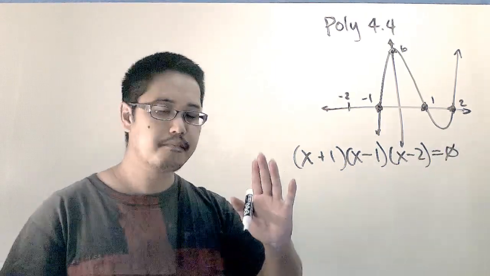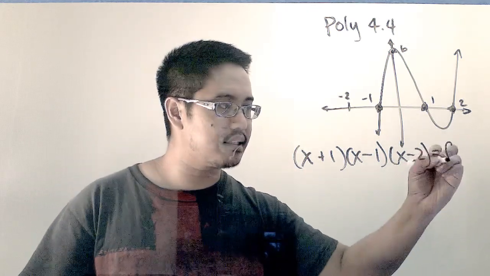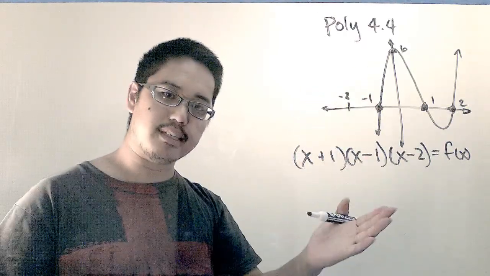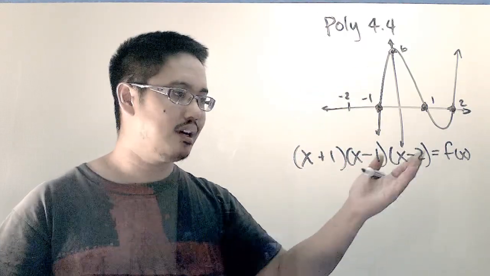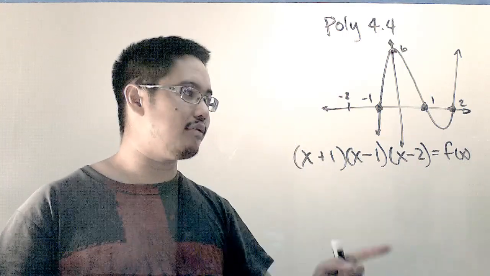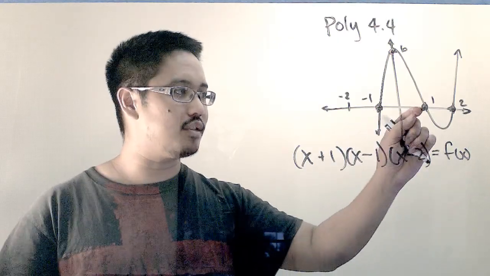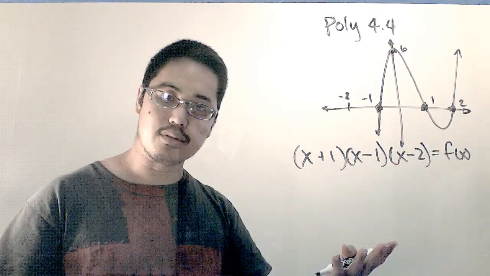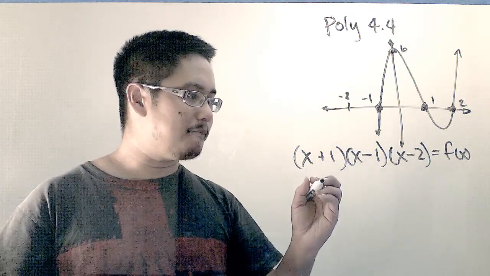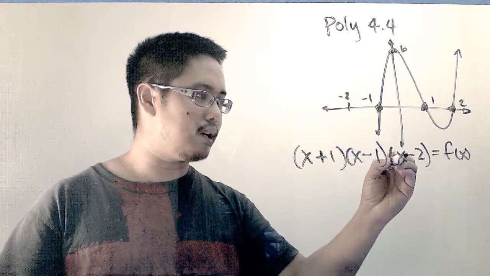Now, actually maybe I should put equals f of x. I'm saying that here's my graph, and I want to find the symbolic representation of that. I want to find f of x. The way I can find that is if I think to myself, well, if f of x equals 0, that would correspond with these points right here, the zeros of the function. If that's the case, then this would have to be of the form +1, -1, and -2.